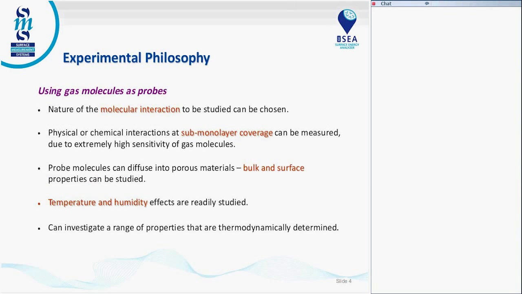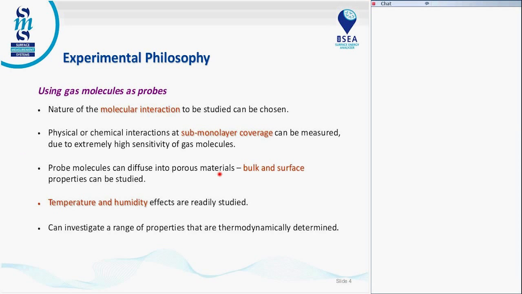Inverse GC is what we call a molecular probe technique. We use gas or vapor molecules of known properties to study and investigate surface properties and bulk properties of solids or semi-solid materials. We can look at both physical and chemical interactions at very low surface coverages due to the high sensitivity of using these gas or vapor molecules.